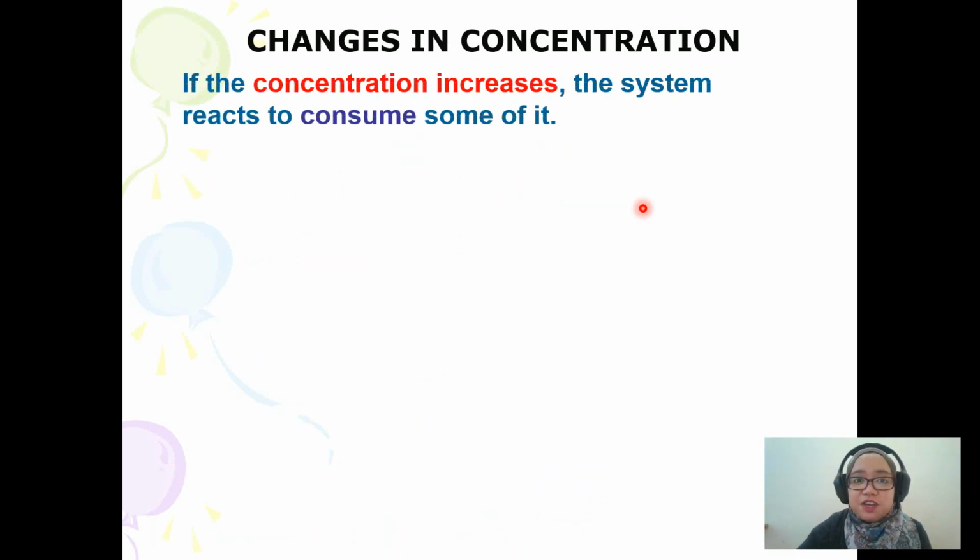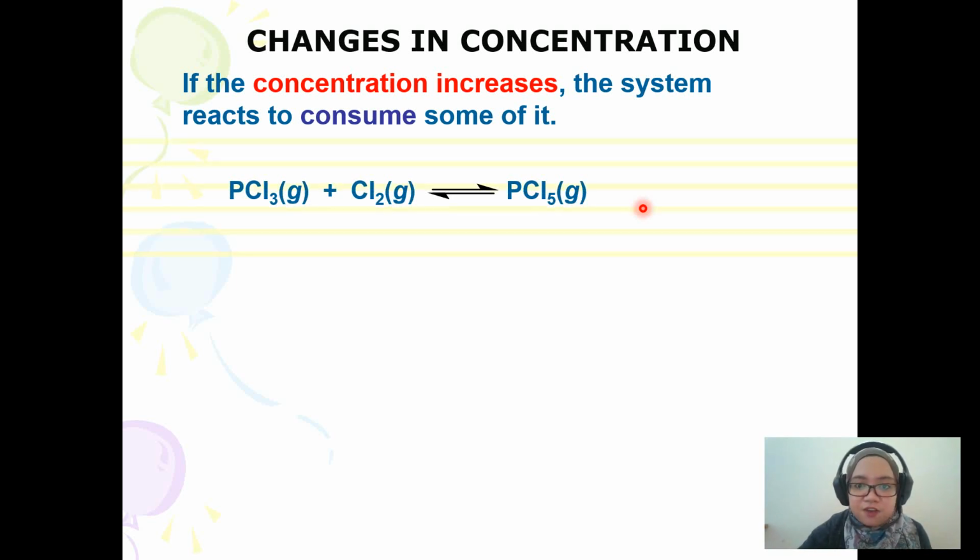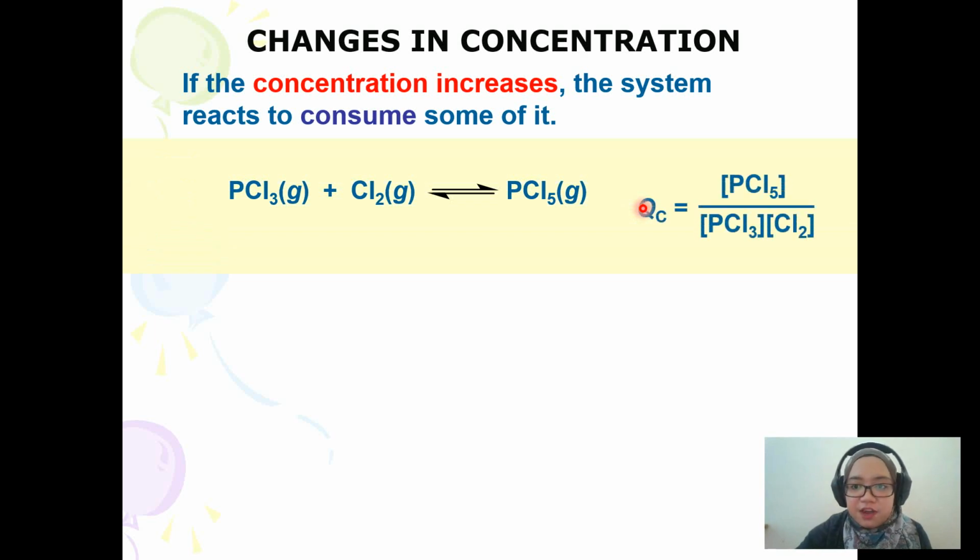So let's look at the first factor, changes in concentration. If the concentration increases, the system will react to consume some of it so that it can reduce the concentration that has been increased. Okay, for example, we have PCl3 gas reacting with chlorine gas to form PCl5 gas. So we have the Qc here, the reaction quotient in terms of concentration, which is PCl5 divided by PCl3 times Cl2.